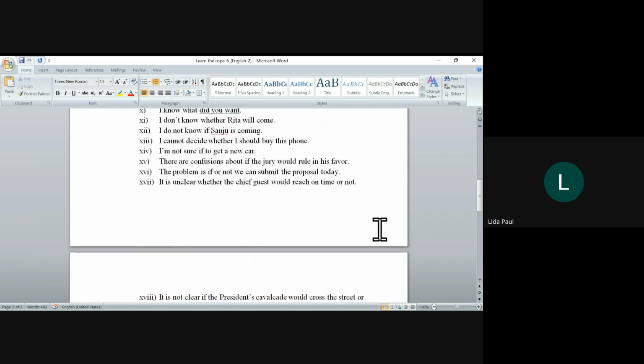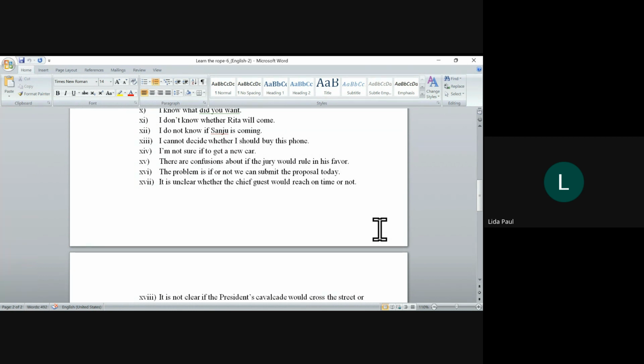Now, the 13th one, I cannot decide whether I should buy this phone. It's also grammatical, right? I should buy this phone is a full complete sentence, right? So whether is fine, if is also fine. I cannot decide if I should buy this phone. I cannot decide whether I should buy this phone. Same thing.